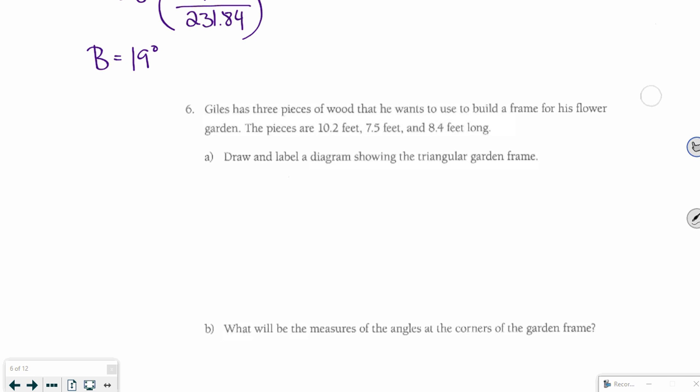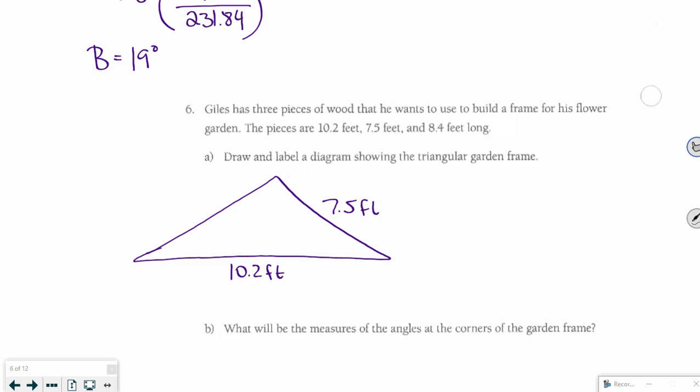So we need a triangle. One of the sides is 10.2 feet. One of the sides is 7.5 feet. One of the sides is 8.4 feet. And it doesn't matter how you drew it or which sides you labeled what. It's all the same. You have a triangle, 3 sides, 3 numbers.